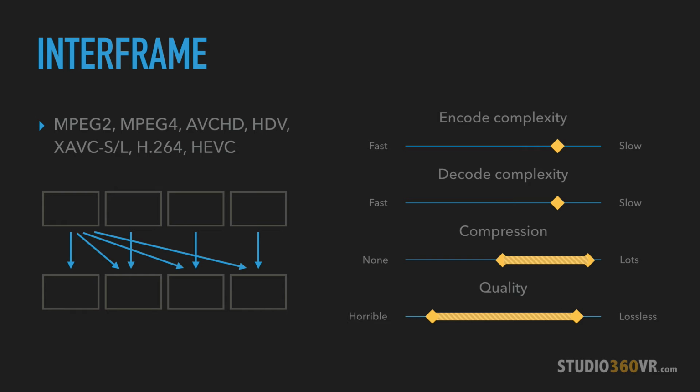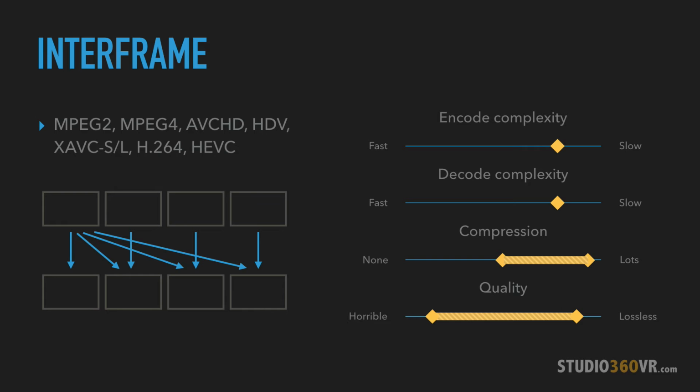If I flip back and forth between interframe and intraframe, you'll notice the compression ratios go up, but the quality doesn't change. So the advantage of this is you get much better performance for the same number of bits on disk. So a file that's the same size when done in interframe is going to look better, or the corollary of that is a file that looks the same is going to be much smaller. Now, the trade-off for that is that your encode and your decode complexity are going to go up.